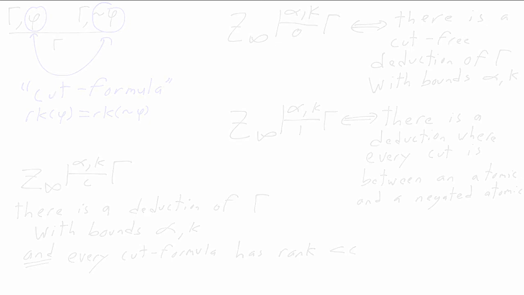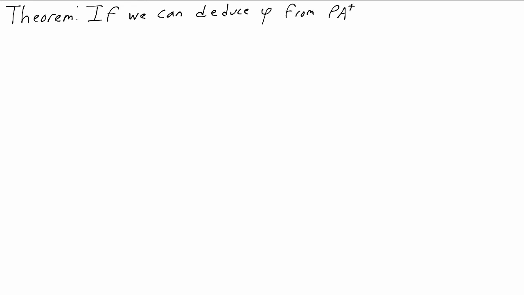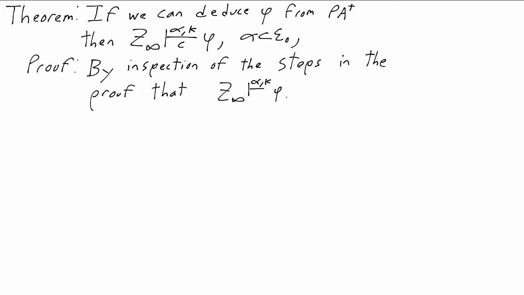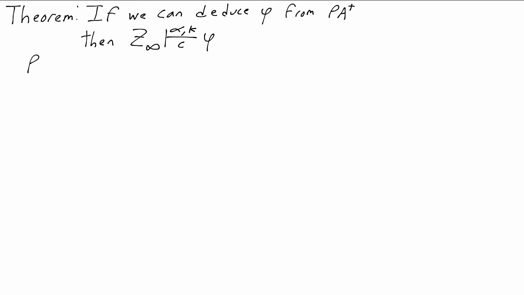So there's a slight strengthening of our lemma from the previous video. If we can prove a sentence phi from the axioms PA+, we can deduce phi in Z infinity with bounds alpha, k and cut rank a natural number c, with alpha less than epsilon 0. That doesn't follow for free from the lemma. It follows from the proof.